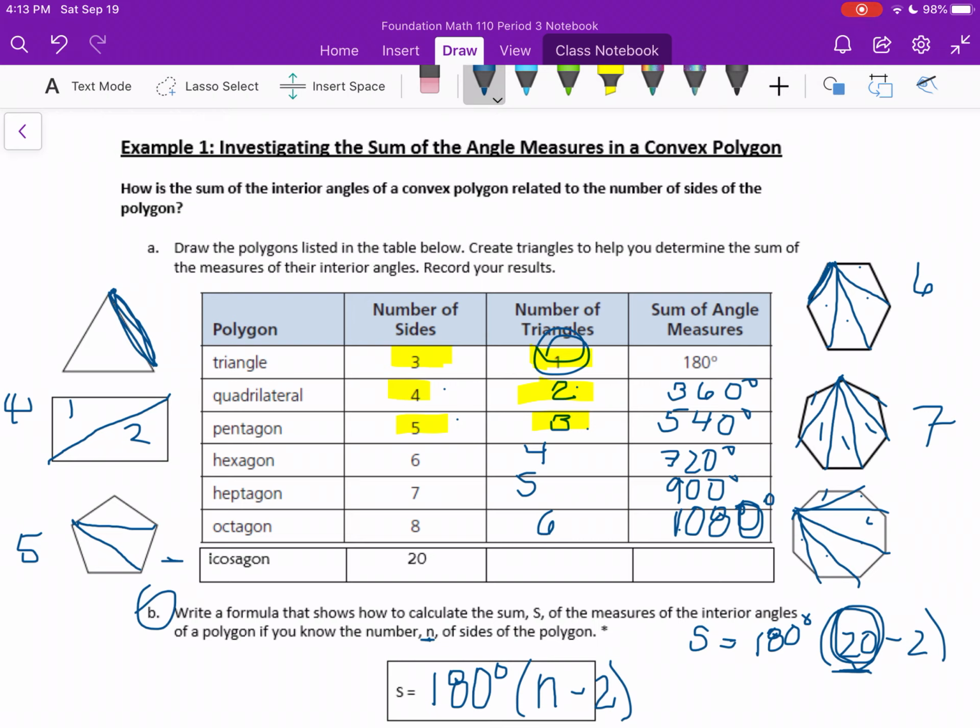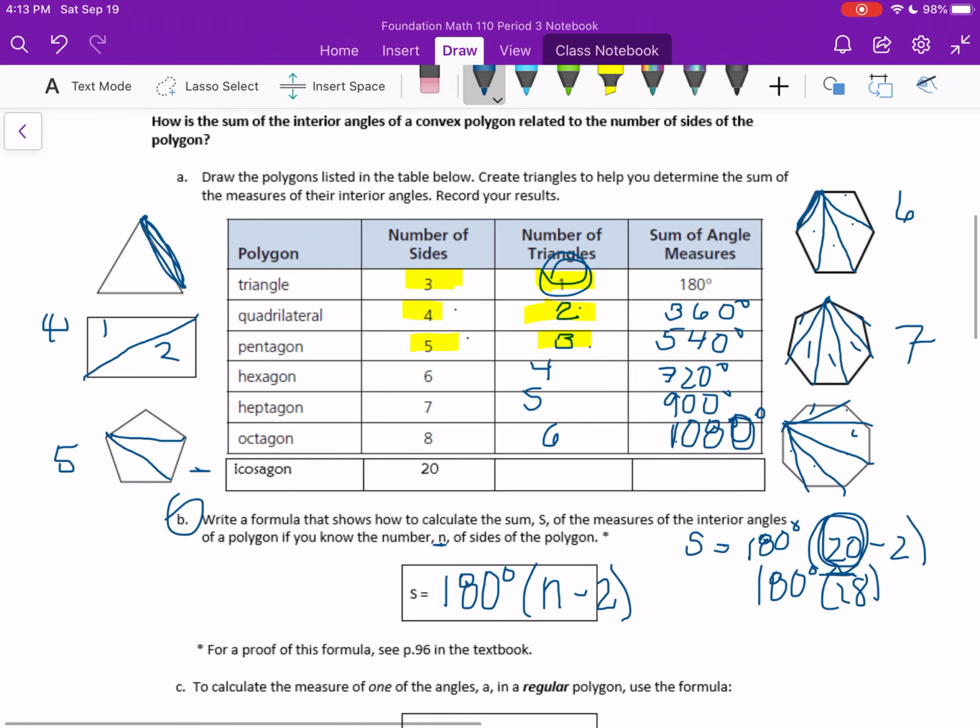All right, so let's go back and try to finish that chart. If I'm going to substitute 20 in for n, I'm going to have 180 degrees times 20 minus 2, which is 18. So if I multiply 180 times 18, what am I going to get? That's a good question. I haven't actually worked that out. I'm going to get 3,240 degrees.